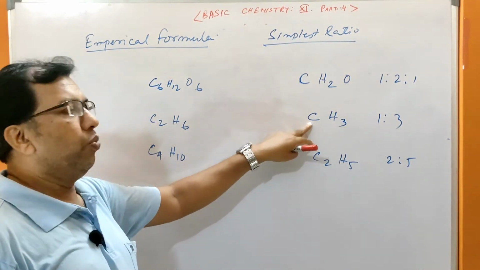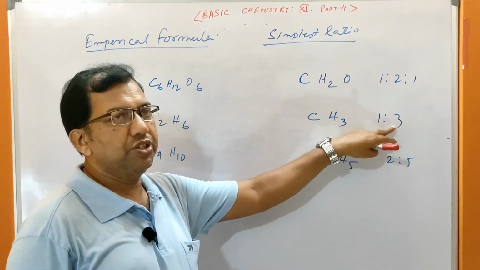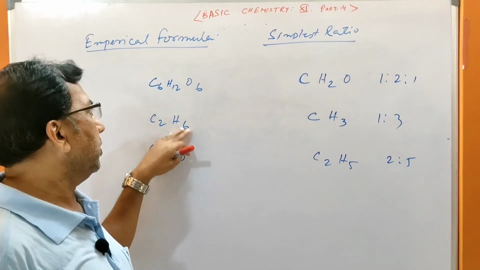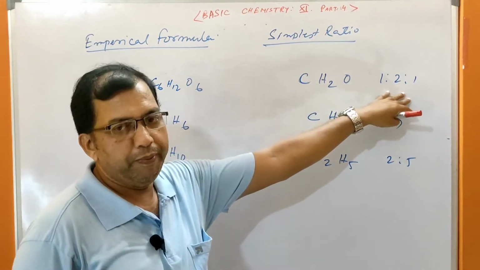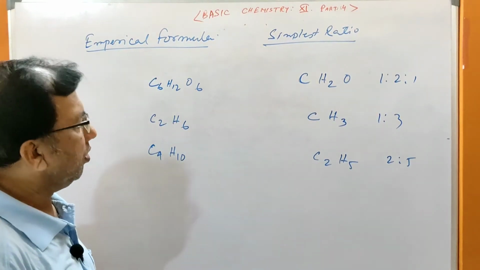Carbon atoms कितना 1, hydrogen atom कितना 3, 1:3. Simple ratio या 2:6, 6:12:6. Simple ratio क्या होगा 1:2:1. One thing you notice out here.